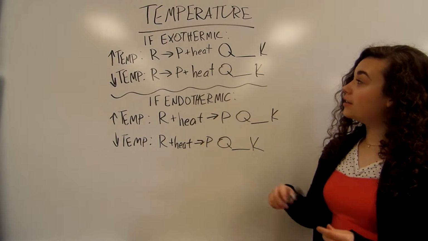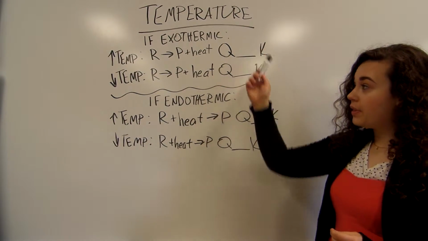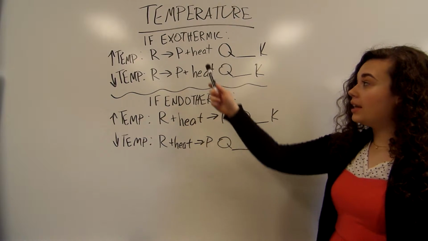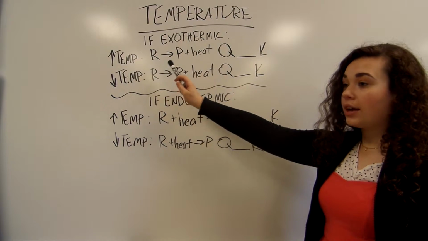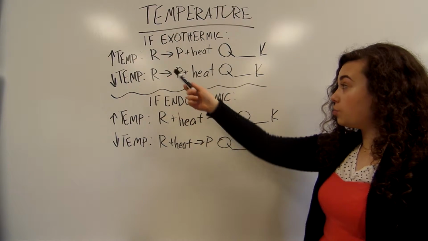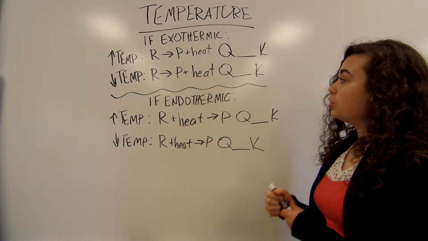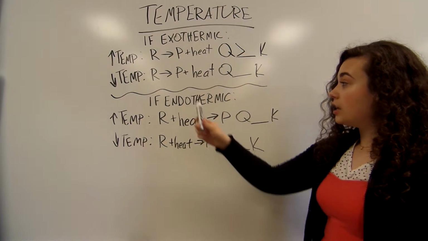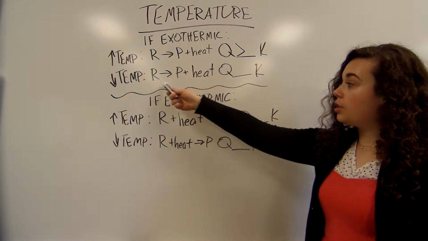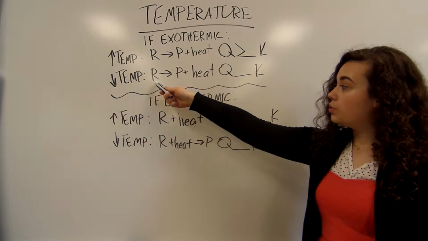Another factor that can affect equilibrium is temperature. If the reaction is exothermic, heat is treated as a product. So an increase in temperature has the same effect as if you increase the concentration of a product. The reaction will shift to be product favored, and Q will be greater than K. If the temperature is decreased, the reaction will shift toward the product.